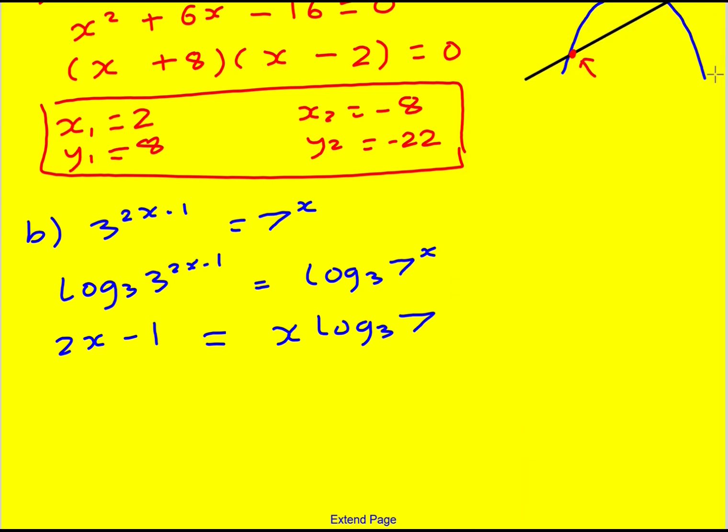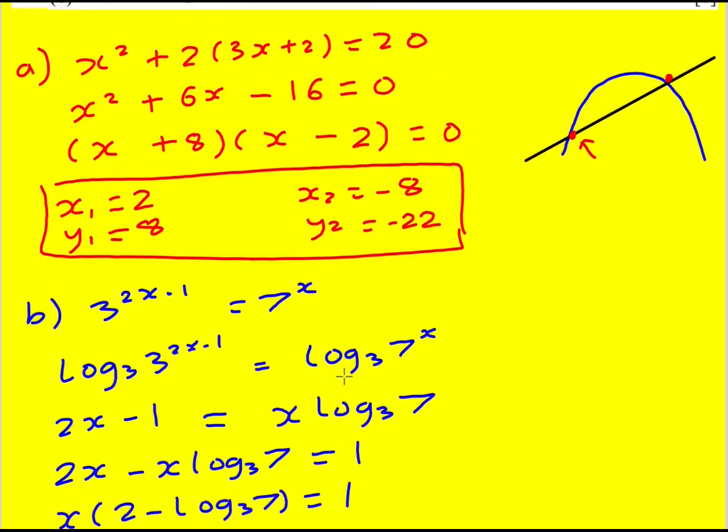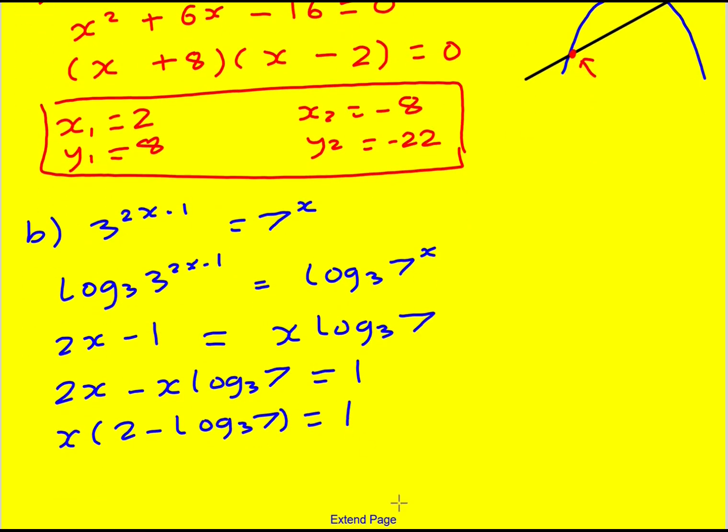I'm going to do it without because there are questions that will require you to keep things exact. So what I'm going to do is minus x log to base 3 of 7, add the 1 to both sides, and then factorize out the x. See, this is keeping everything exact. It doesn't say to find the exact answer, so we'll be rounding it.